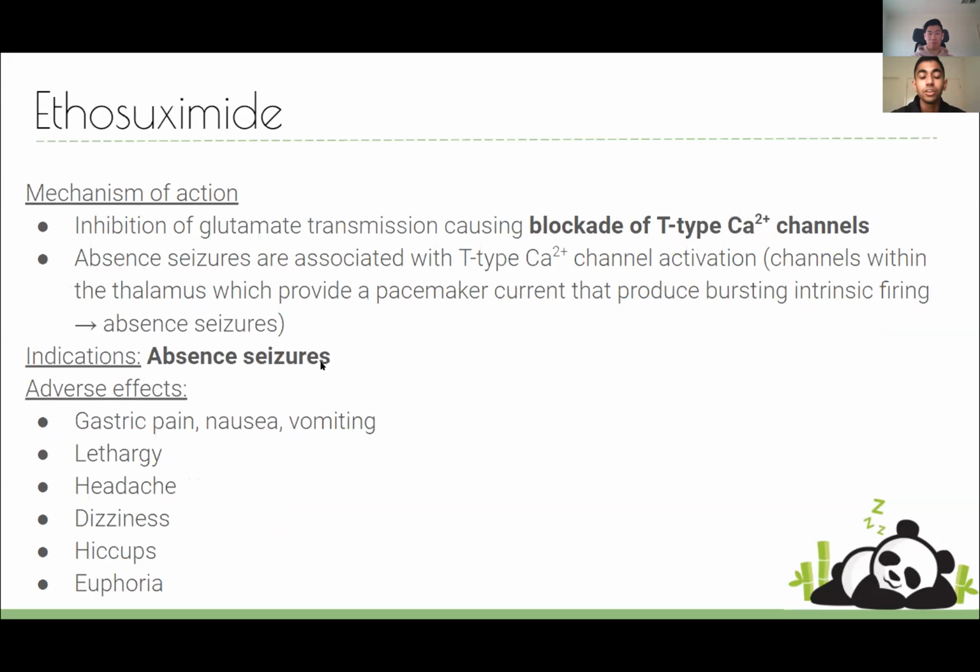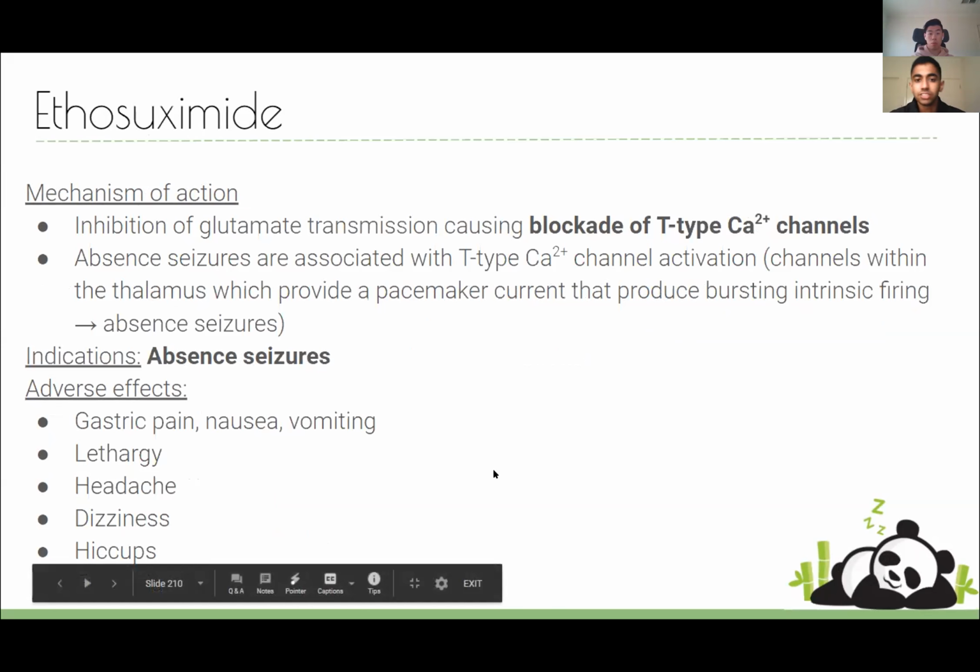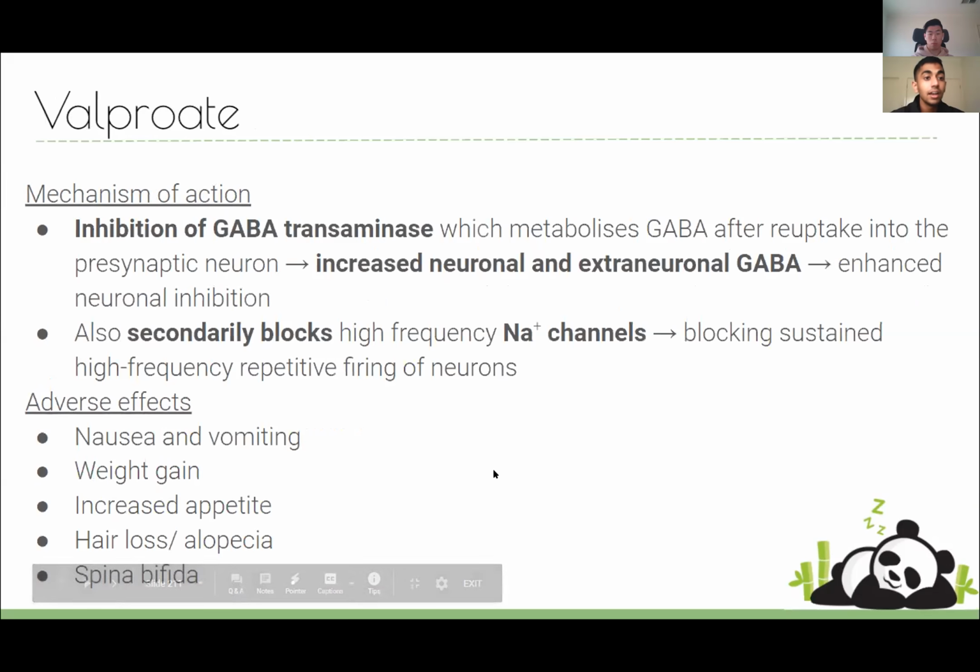So this is also a common question for them to ask: the person's having an absence seizure, and the question asks you what drug is most appropriate, and often it's mostly ethosuximide. And again, you can get a wide variety of adverse effects that probably aren't worth remembering.